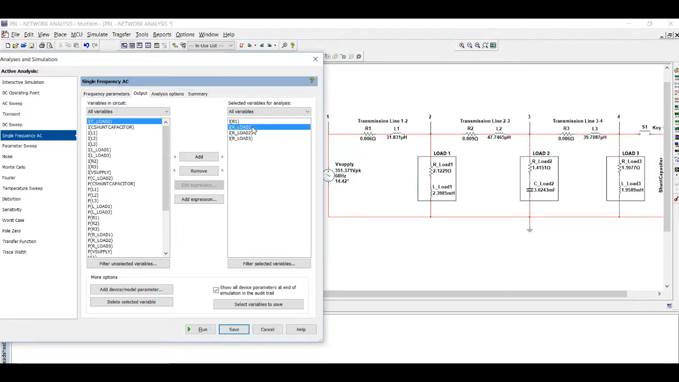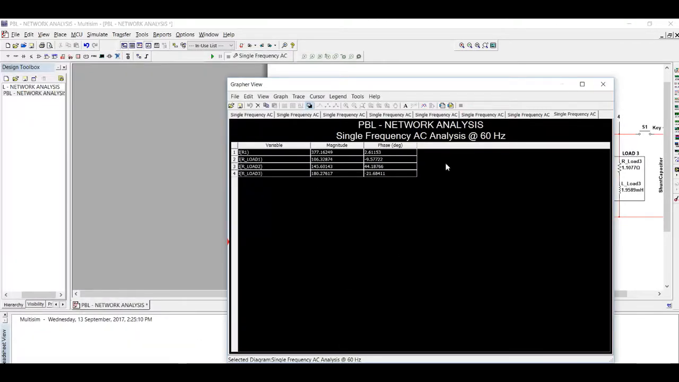IR1 is the current at resistor 1, which is equal to the total supply current, IR load 1 is the current at load 1, IR load 2 is the current at load 2, and IR load 3 is the current at load 3. So we run the simulation, and these are the values. This is the magnitude, and this is the phase in degrees. This is the total supply current. This is the current for load 1, current for load 2, and current for load 3.